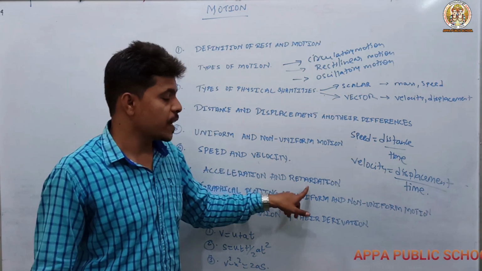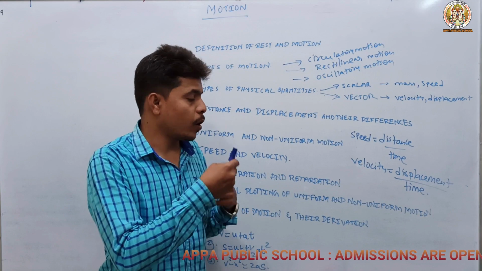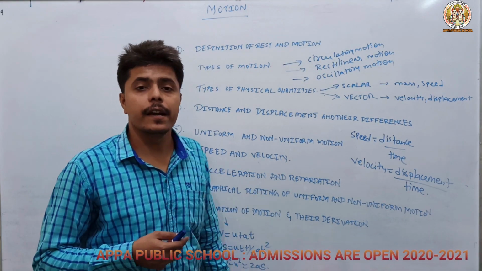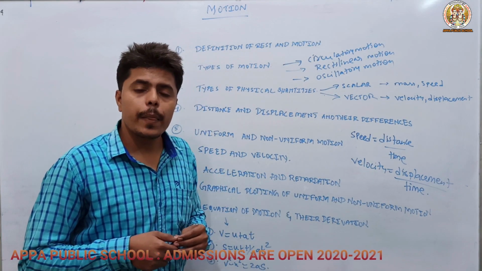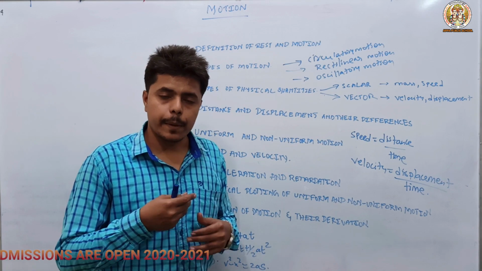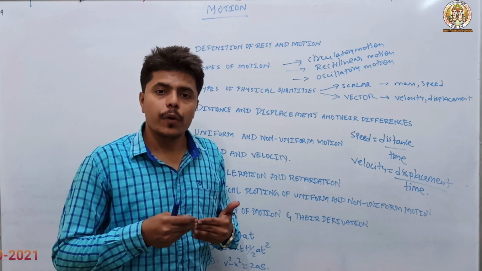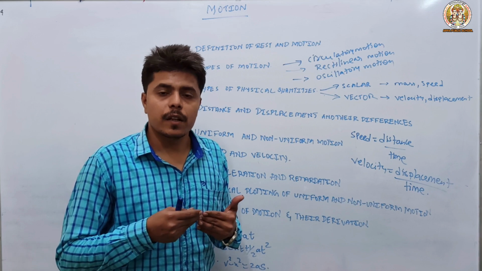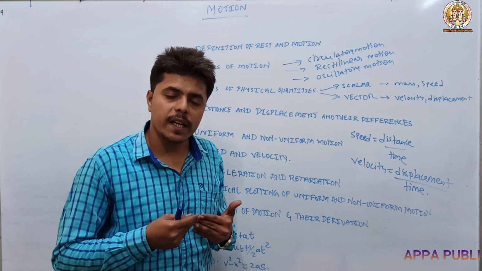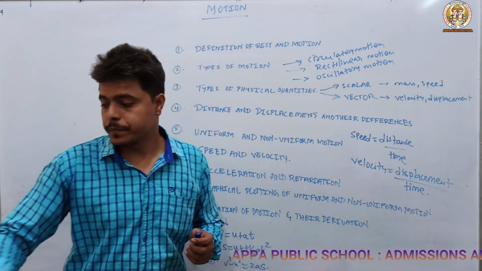Next is acceleration and retardation. Just we are going through normal detail about acceleration and retardation. Acceleration means the rate of change of velocity with respect to time. I repeat, the rate of change of velocity with respect to time, we call it acceleration. The body is moving with acceleration, or the body is in acceleration. It is given by small a.